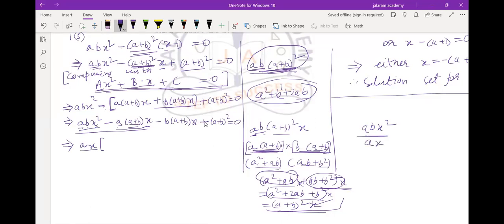So we have to divide this ab square x square by ax. So a will be cancelled out, one of the x will be cancelled out. So it is bx. Is that clear to you? Minus again. The second term is a into (a plus b) into x. We have taken ax common, so a will be cancelled out, x will be cancelled out. This is the rough work only.